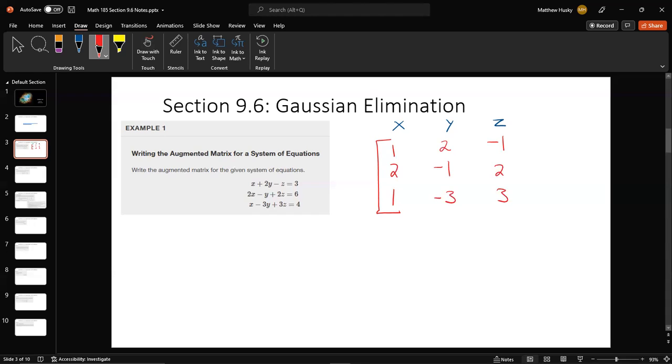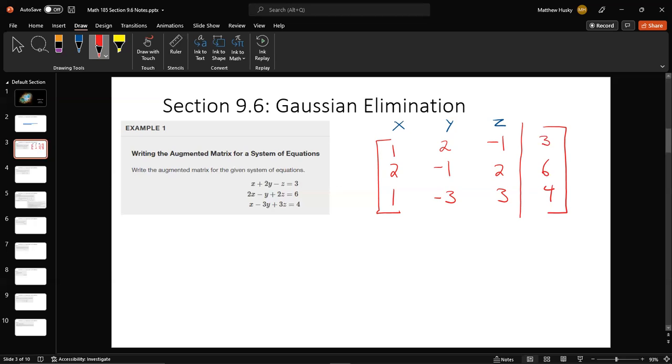And then here's where the augmented part comes from. This gives you just a standard 3x3 matrix. And then what you usually see is they put a dividing line right here. This is showing basically where the equal sign goes. And then here you've got 3, 6, and 4. So that is it. That is the augmented matrix. It's a 3x3 matrix, and then it's augmented, meaning they expanded it. They made it bigger by attaching an additional column for the numbers that each of the equations are equal to.